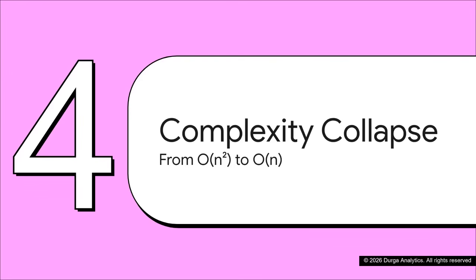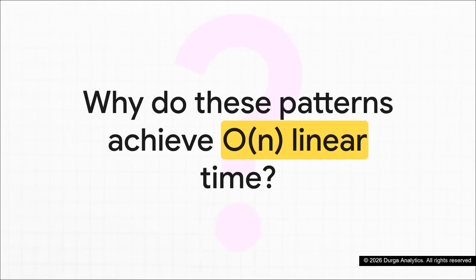Section 4. The complexity collapse. As platform engineers, we can't just know how to write this code, we have to understand exactly why the math behind it works. So why do both of these patterns achieve O(n) linear time, even though we're constantly moving pointers and resizing window edges? It can definitely feel like there's a lot of jumping around happening. So how does that complexity actually collapse from quadratic to linear?